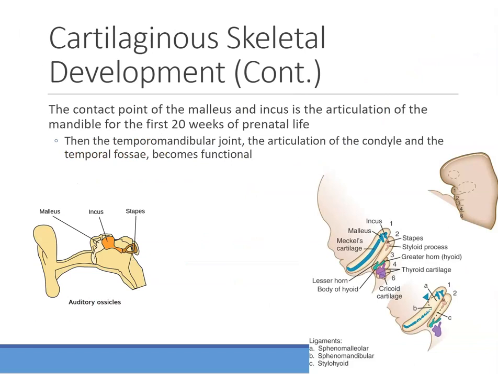Interestingly, the malleus, incus, and Meckel's cartilage all get derived from the first arc. These are all cartilage, firm tissue, not quite bone yet. The mandible, the lower jaw, is supported by the malleus and incus for the first 20 weeks of prenatal life. After 20 weeks, other joints support the mandible, but for the first 20 weeks, the malleus and incus are supporting it.